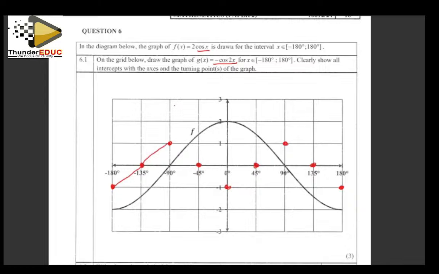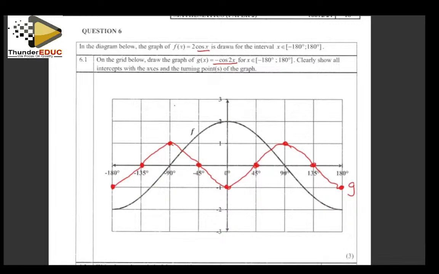Now remember, that's a turning point, so it shouldn't really be that sharp. It should be a bit smooth. So we have that, and that is our g.